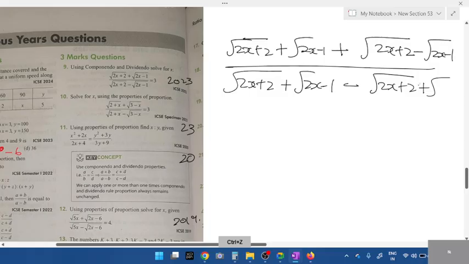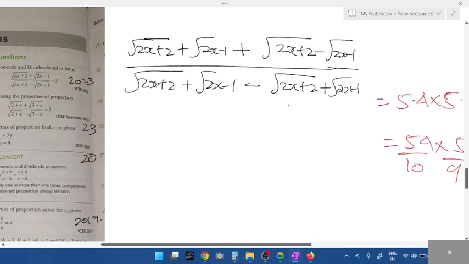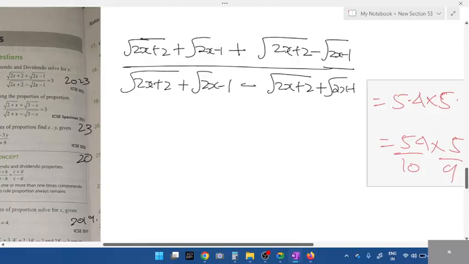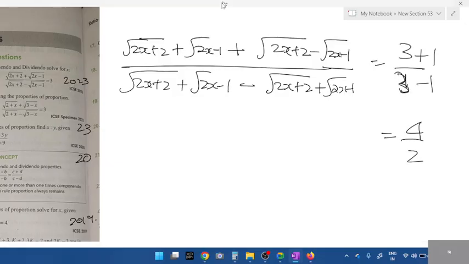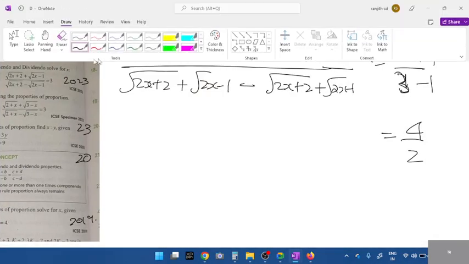Is the first line clear? Can you see I've applied componendo dividendo? Numerator, denominator, right hand side what is given, students? Right hand side we have just 3 is equals to 3. So denominator take it as 1, 3 plus 1, 3 minus 1. 3 plus 1 is 4, 4 divided by 2. Numerator, which one gets cancelled? Which value gets cancelled? Numerator.